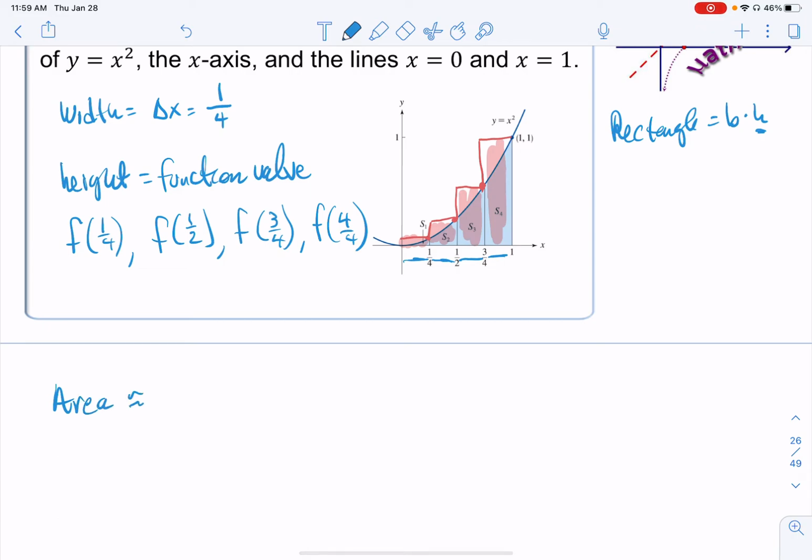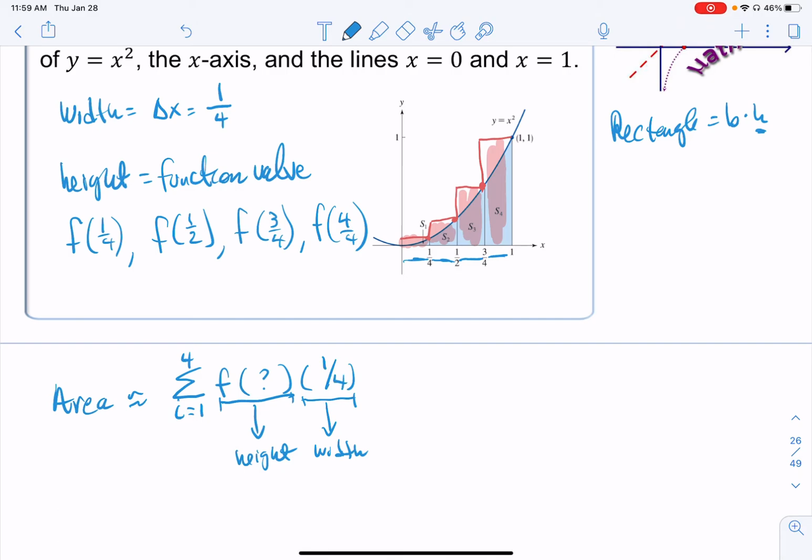Area is approximately equal to a sum from i equals 1 to 4 of, I'm going to have some sort of function here that I'm going to multiply times the width. This function value here is going to be the height of each one of the rectangles, and this should be the width. Our width, well, we already know that that's 1/4 for each one of these rectangles.